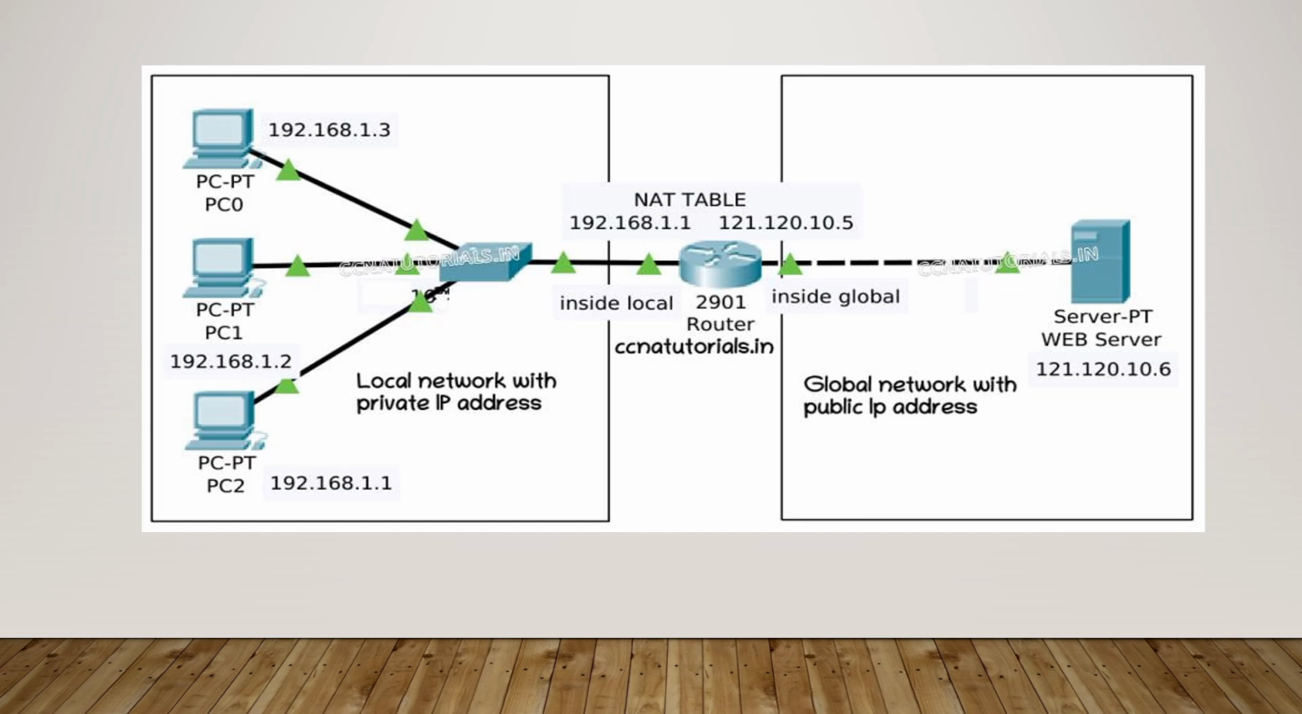Then, the global network with public IP addresses. A global network with public IP addresses refers to a network infrastructure where devices are assigned IP addresses that are directly accessible from the internet. Those addresses allow devices to communicate across the global internet without requiring network address translation.